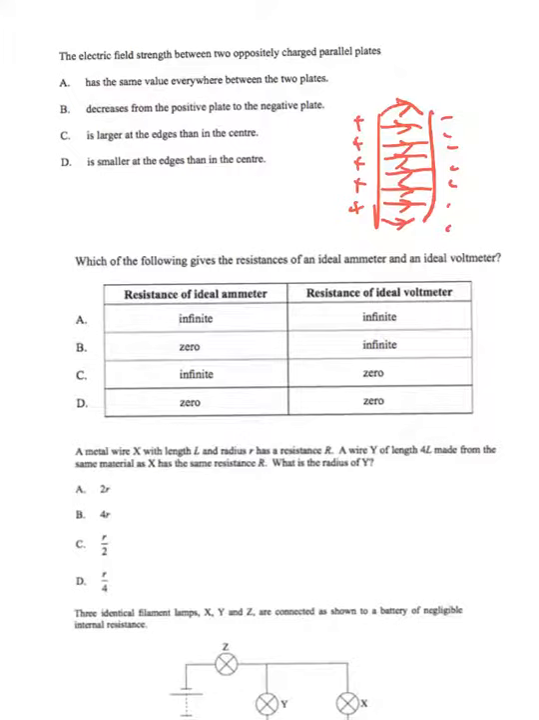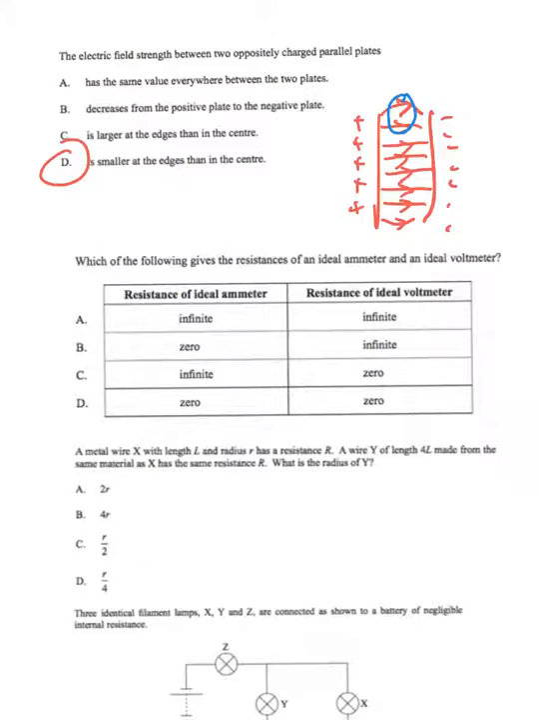Now, what does that mean? That means on the edges, it's a little bit weaker, because remember, the distance between the field lines shows you how strong the field is. Because on the outside here, it's a little bit farther apart, that means the field is weaker. So, which of the answers represents that? The answer is letter D. Smaller at the edges than in the center. In the center, it's definitely stronger than on the edges.